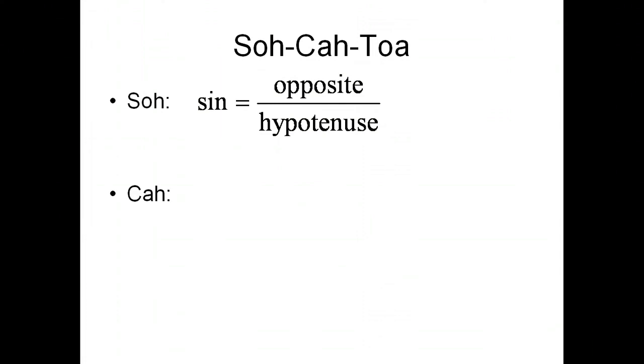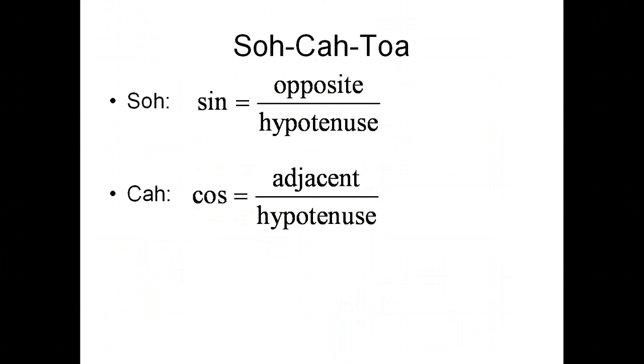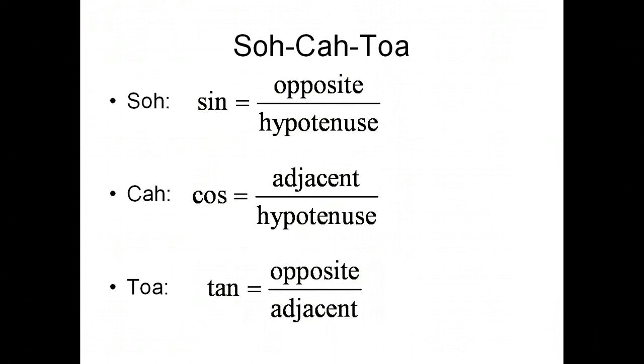The Cah part is CAH. Cosine is equal to adjacent over hypotenuse. And the Toa is tangent is equal to the opposite over adjacent. Like I say, this may seem silly, but it can help you figure out which one of these you need to use and how to set up your equations.